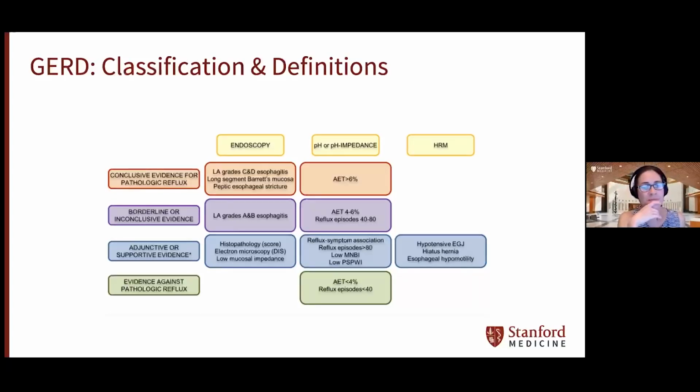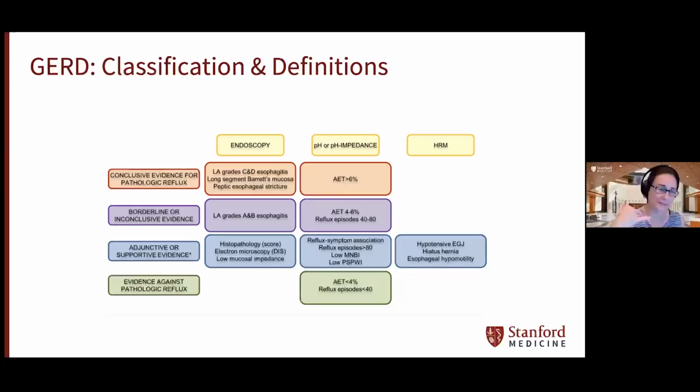There are some histopathological features that can be helpful to define reflux, although looking at electron microscopy is probably not something that we're all getting or doing very often. Mucosal impedance is a very new kid on the block. So this is probably less likely the kind of thing that you're seeing, unless you're doing very subspecialized motility testing or working in motility centers. In the pH testing box, though, there are some other features. So symptom association: if they have borderline exposure, but every time they have heartburn it's reflux, that makes you think, yeah, this is clinically significant.